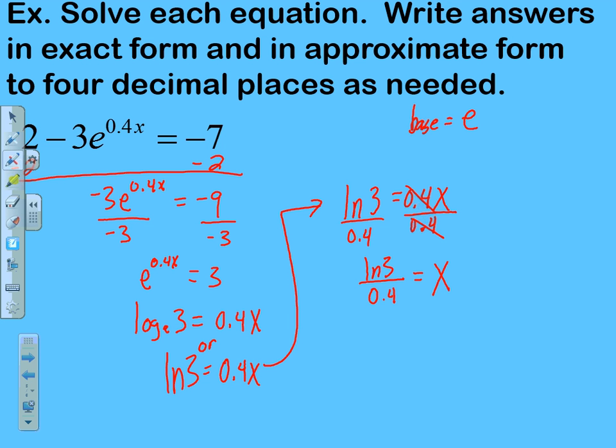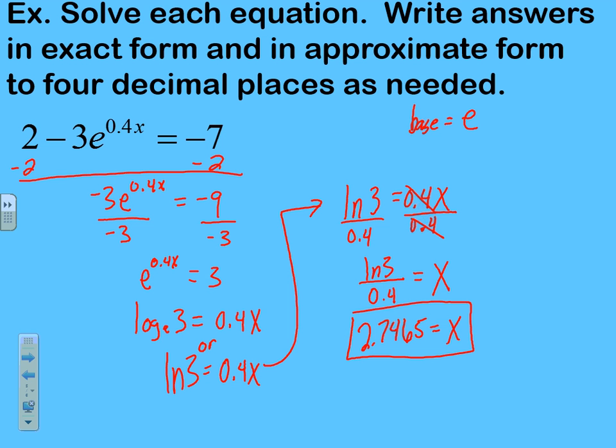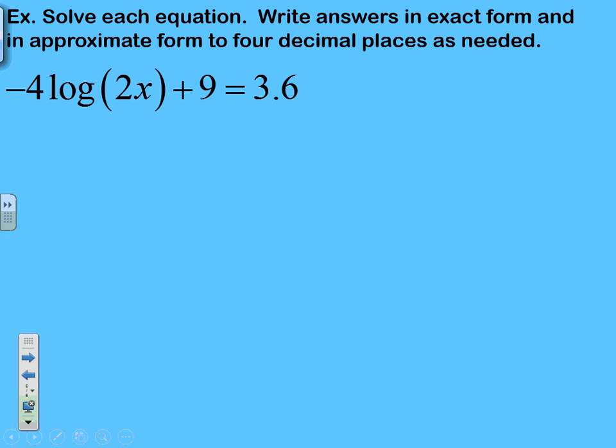And when we do, we will get, rounded to 4 decimal places again, 2.7465 to be equal to x. Now again, we can save that entire number on our calculator, but we're rounding it because we've got to stop it somewhere. But we could save that number on our calculator and then go back to the original problem, 2 minus 3 times e to the 0.4 power, and then multiply that whole number that we saved in the calculator, hit enter, and it should simplify to be exactly that, negative 7.